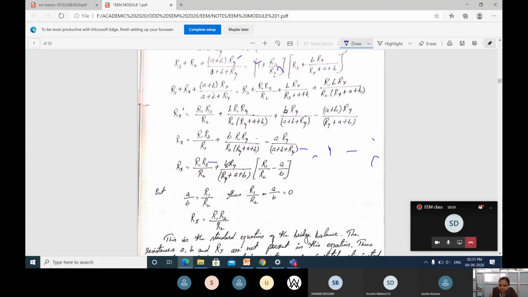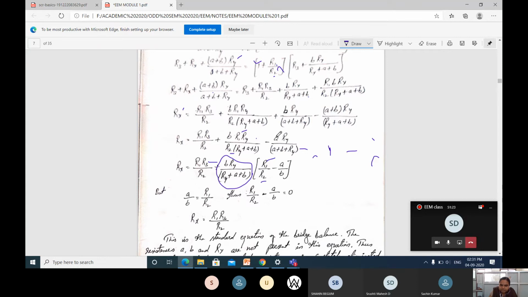as a common, then Ry plus A plus B as a common. If you take this whole part as a common, what will be left? B Ry is gone, and the numerator part of this is gone. I will be left with R1 divided by R2. That's what I wrote here, R1 and R2.